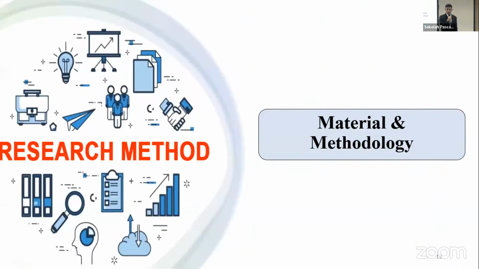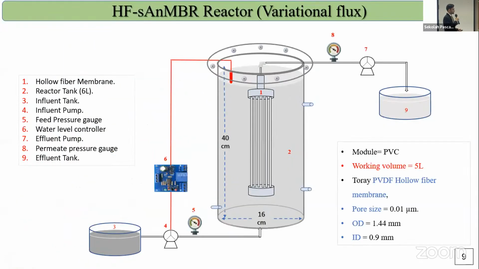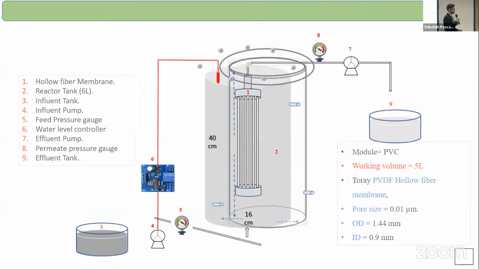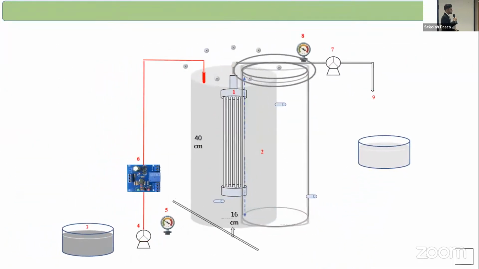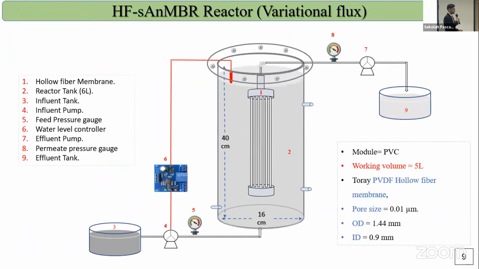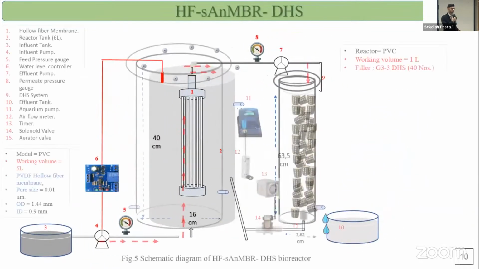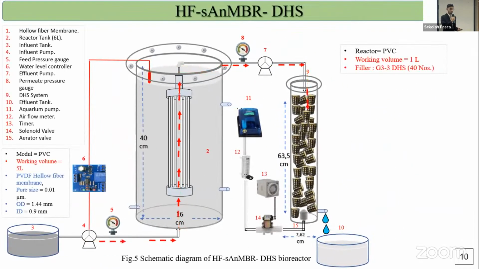Moving toward the materials and methodology used in this study. This is the schematic diagram of the hollow fiber submerged AnMBR and DHS used in the study. As we see, the working volume of the hollow fiber submerged AnMBR was 5 liters, and it was integrated with a 1 liter working volume downflow hanging sponge column.